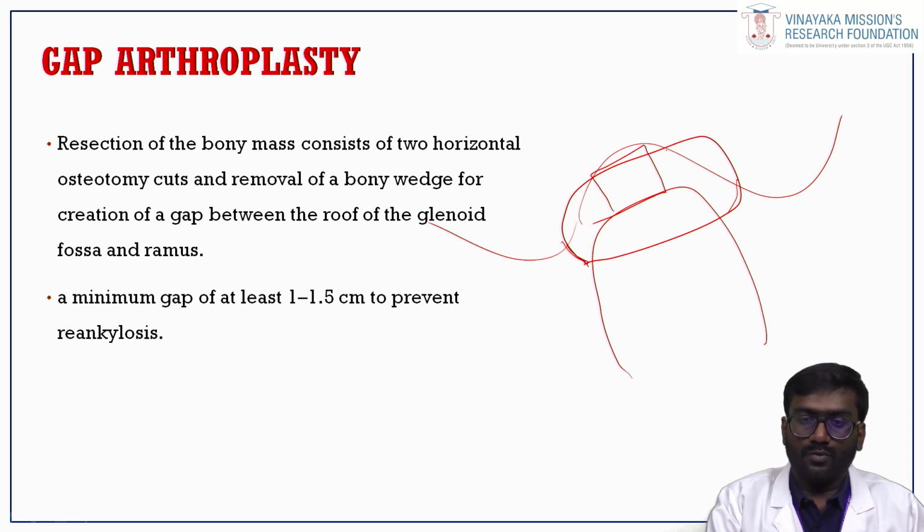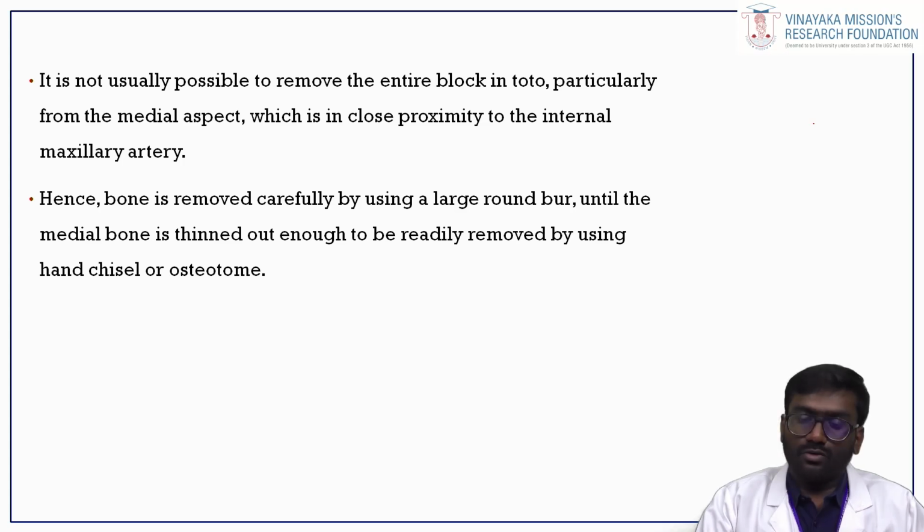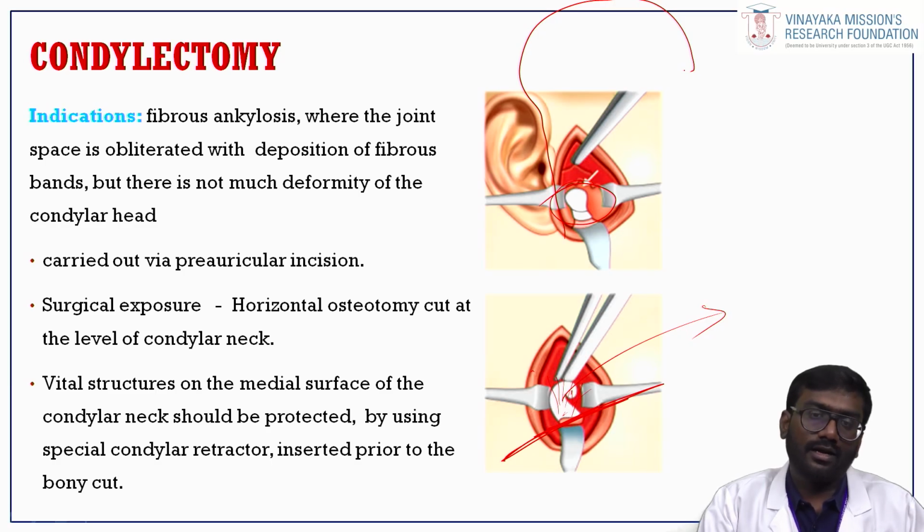So you create a bony gap between these two. That is the aim of gap arthroplasty. As I previously mentioned, you have to resect at least 1 to 1.5 centimeter of this. So this dimension, 1 to 1.5 centimeter, of the bony mass you have to remove to prevent re-ankylosis. The steps remain the same. Go through a preauricular incision or an incision called Al-Kayat-Bramley's incision. Al-Kayat-Bramley's incision is typically in the preauricular area, with an extension into the temporal region. Once this flap is reflected, I will show in the subsequent slide what an Al-Kayat-Bramley's incision is. You can harvest temporalis fascia to interpose there.